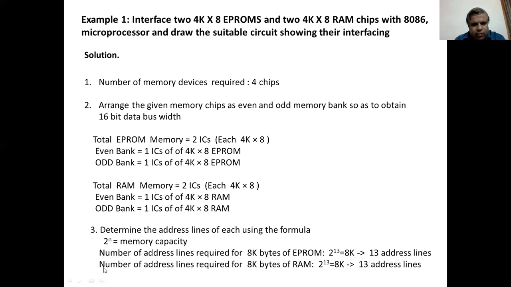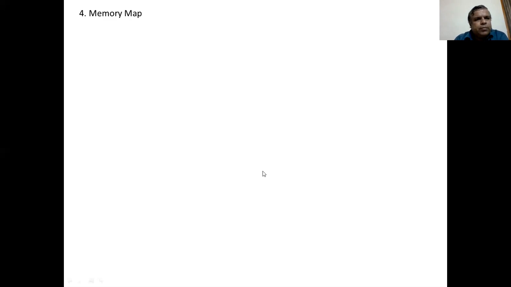Then similarly calculate the address lines required for RAM. Number of address lines required for 8K bytes of RAM. Again 8K bytes, because there are two RAMs of 4K x 8, so 4K plus 4K, 8K bytes of RAM again. So 2 to the power of 13 again, so 13 address lines. So address lines of both the ROM and RAM is 13. Then step 4, write the memory map. The memory map includes the ROM and RAM addresses.